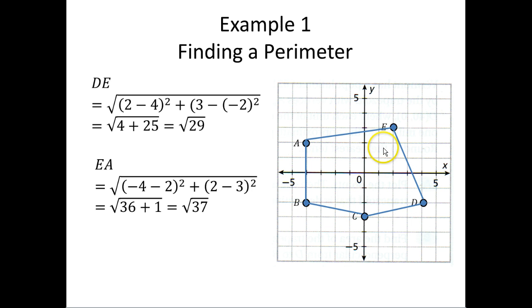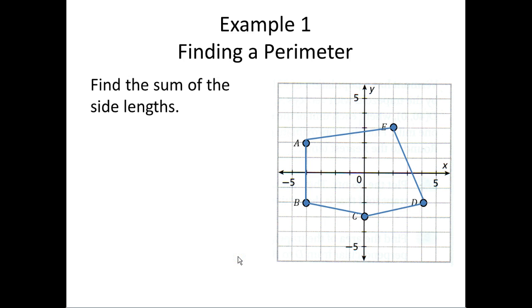Do the exact same thing with the last line segment, EA. The difference in the x-coordinates is 2 plus 4, so that's 6. Squaring 6, I get 36. Plus the square of the difference in the y-coordinates of A and E, so that's 1 unit. So I get the square root of 36 plus 1, which is the square root of 37.